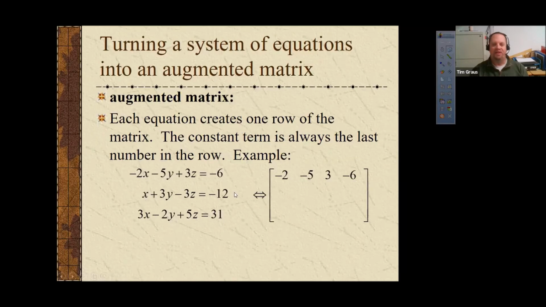I could do the same for this second equation, since it's in the same order, x, y, and z, and then the number that doesn't have a variable. I'm going to rewrite this equation as the row 1, 3, -3, -12. And the final equation I'll turn into the row 3, -2, 5, 31. Now it's important that before you write the matrix version of this system, you have all 3 equations in a consistent format. So you need to have all the variables on one side and just a number on the other side. Keep the variables in the same order, x, y, z, x, y, z, x, y, z.